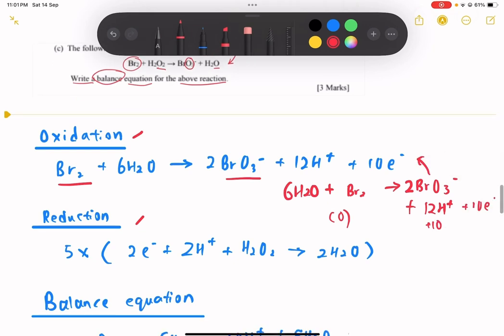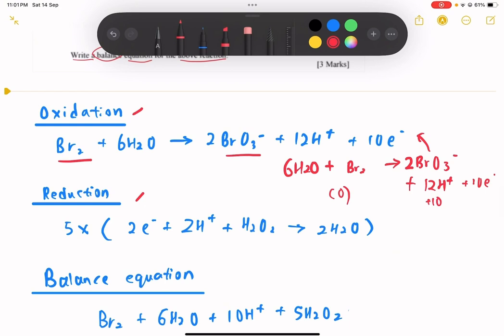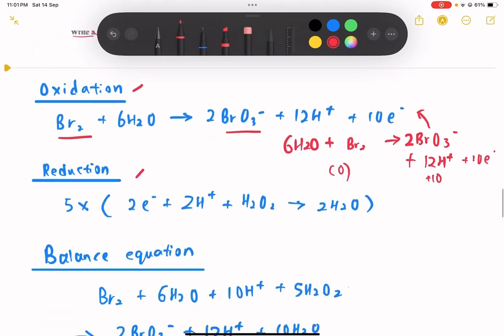And then for reduction, we have H2O2 become H2O. H2O2 become H2O. So initially it is like this. Okay, so H2 is balanced, right? But O hasn't. So we need to add 2 here in order to balance. But here, now, H has increased from 2 to 4. So here we need to add 2H+ to balance the H and O.